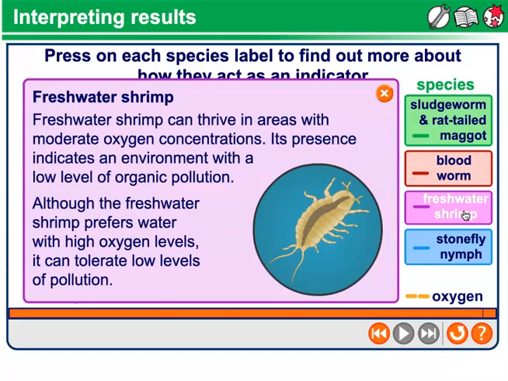Freshwater shrimp. Freshwater shrimp can thrive in areas with moderate oxygen concentrations. Its presence indicates an environment with a low level of organic pollution. Although the freshwater shrimp prefers water with high levels of oxygen, it can tolerate lower levels of pollution.